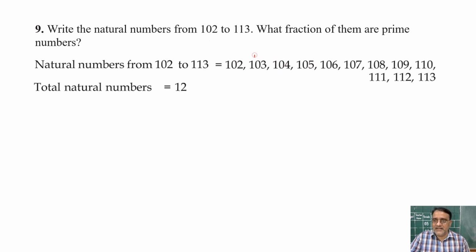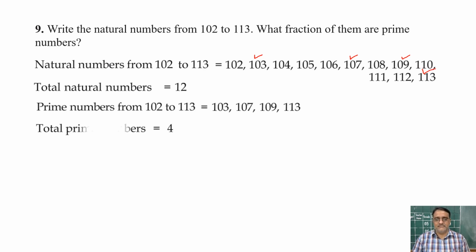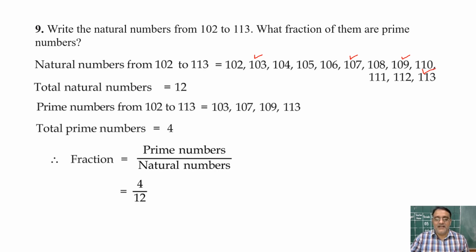Now we are going to mark the prime numbers. So 103 is prime. Next 107, 109 and 113. Right, only 4 numbers are prime numbers. So what is the fraction? 4 by 12. But whenever we write a fraction, we convert it into the simplest form. That means if there is a common factor, cancel it. See, both are divisible by 4. 4 1s are 4, 4 3s are 12. So yes, the final answer is 1 by 3.